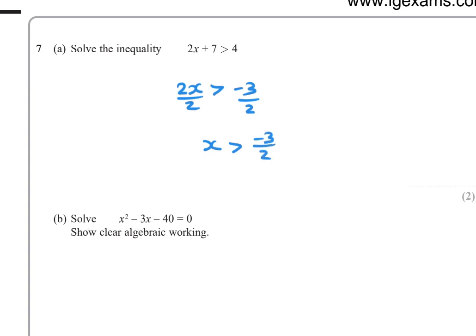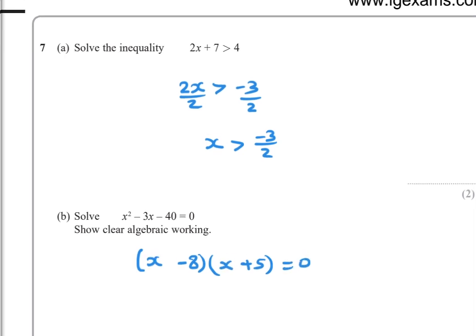B. Solve the equation x squared minus 3x minus 40 equals 0. So factorize. Two numbers, if you multiply, you get negative 40. If you add, you get negative 3. So negative 8 and positive 5. And we have x.